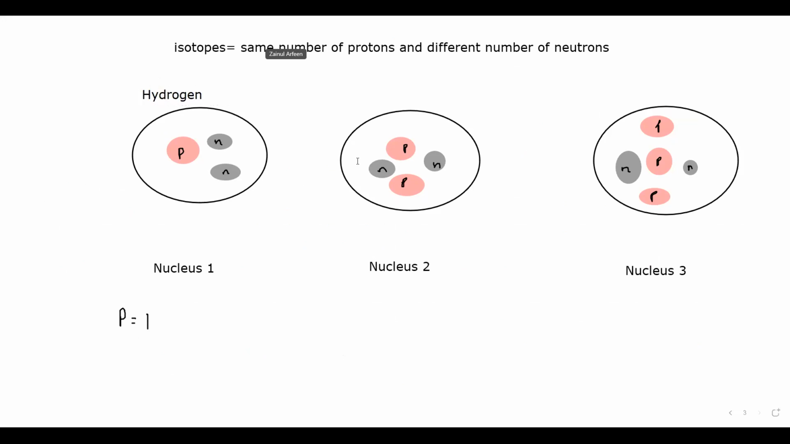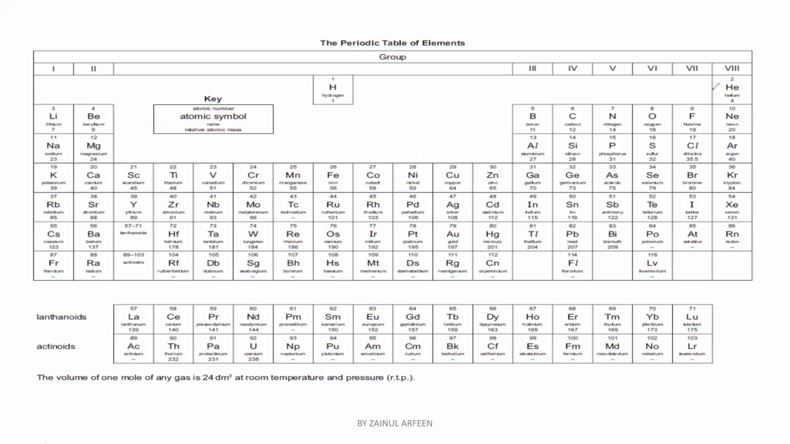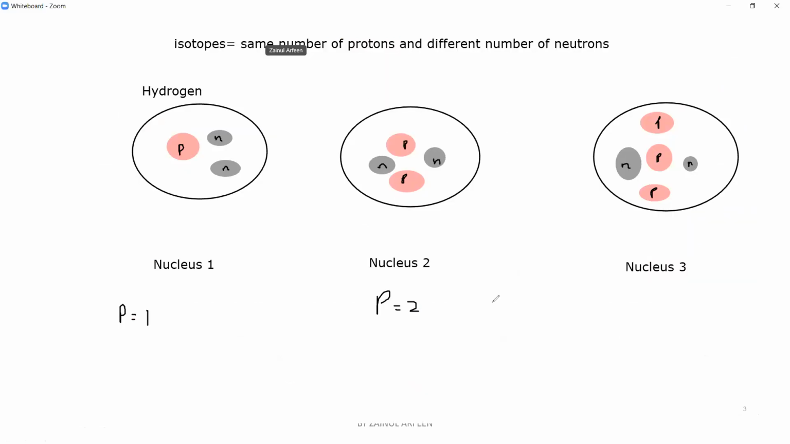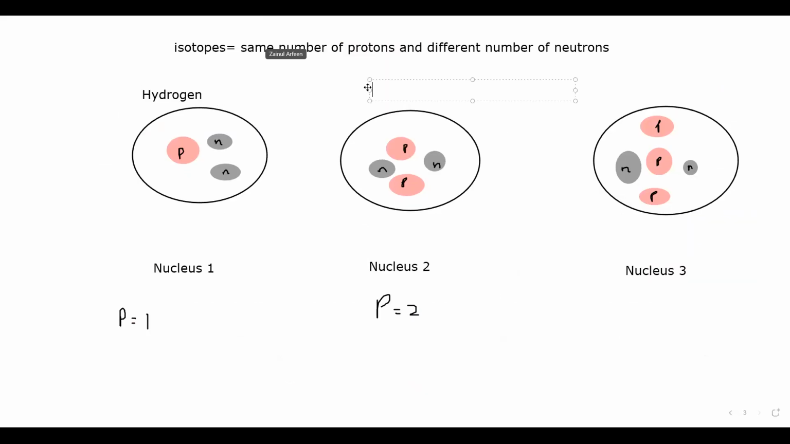What about the second one? It has proton number 2. When you check the periodic table, that is helium, because this number is the proton number. So the second one is helium. And what about the third one? The third one is lithium.